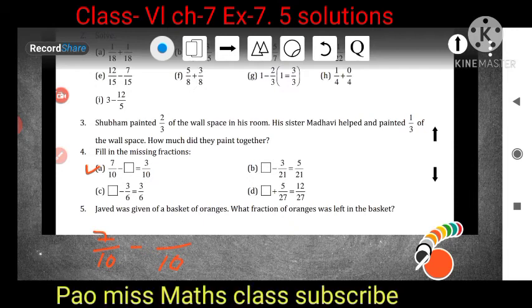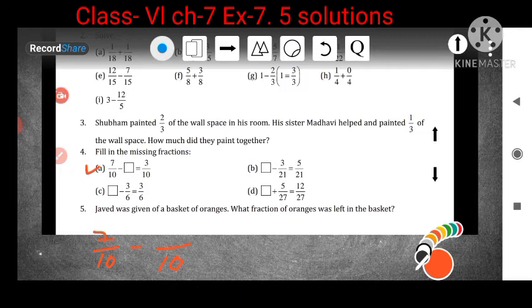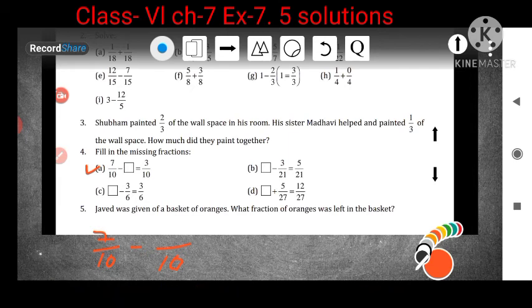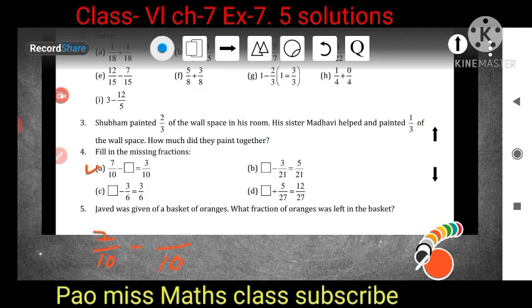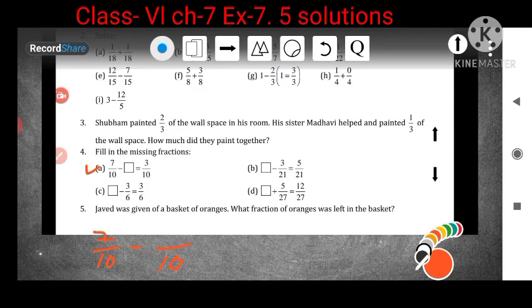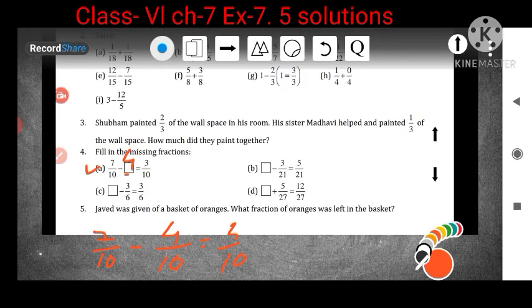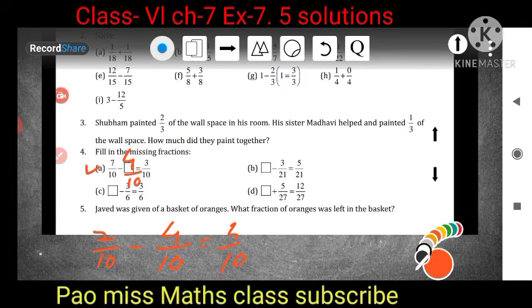The denominator will automatically be what? 10, isn't it? If the denominator is not 10, then the problem will be different. That is why this is obvious. So this denominator will be 10. Now from 7 what will you subtract to get 3? If you subtract 4, 7 minus 4 will give what? 3 upon 10. So what is the answer? The answer is 4 upon 10. Okay, so the answer for this question is 4 upon 10.